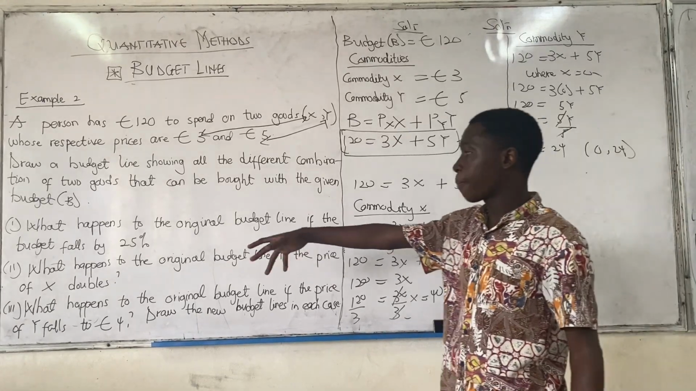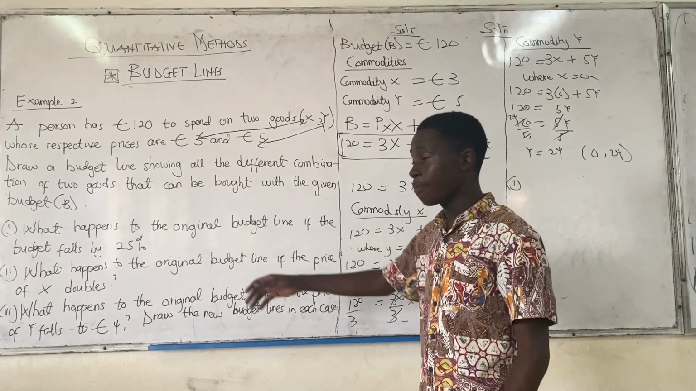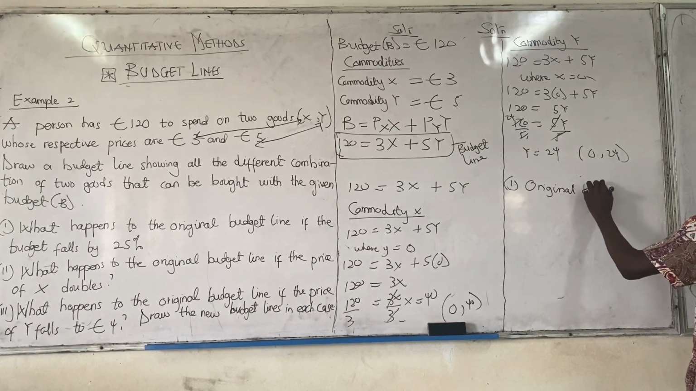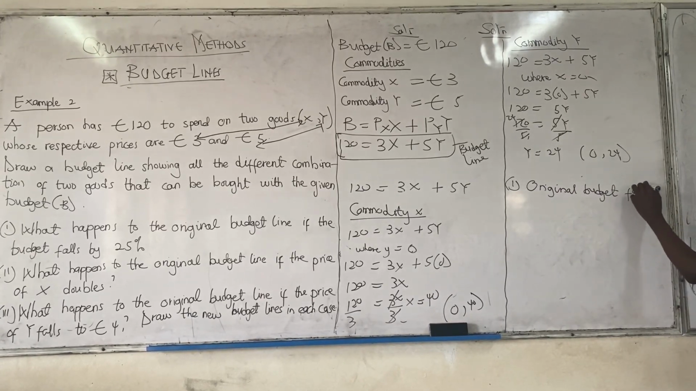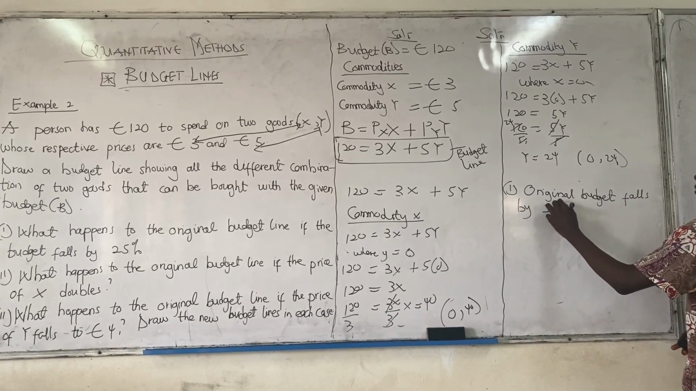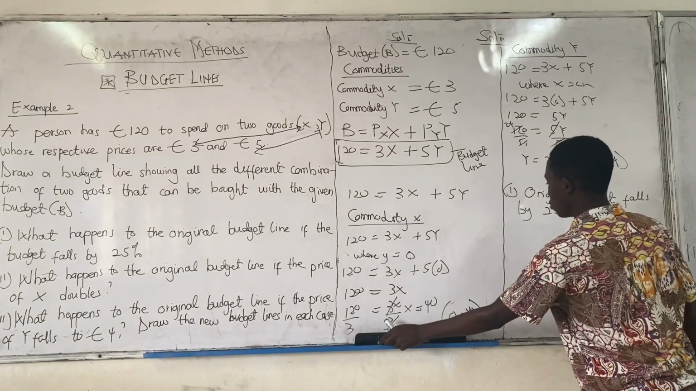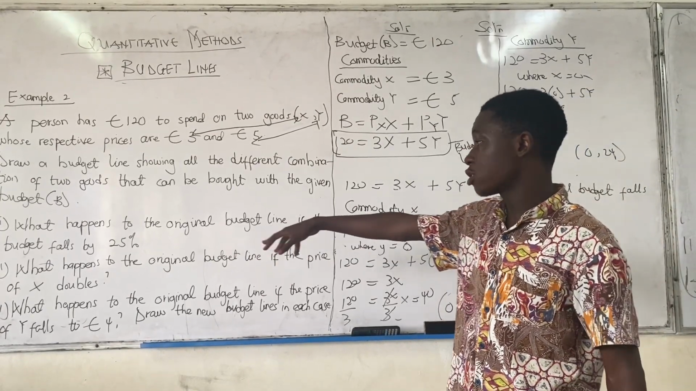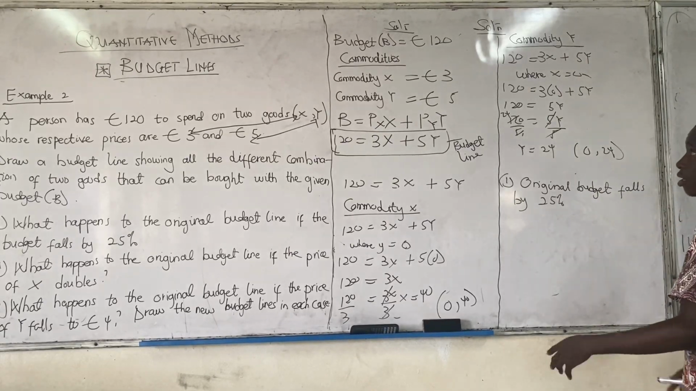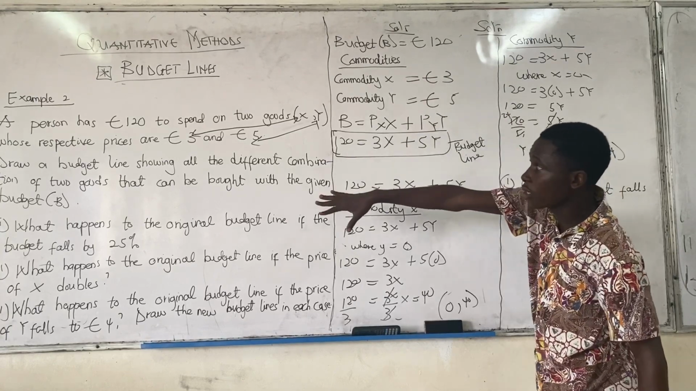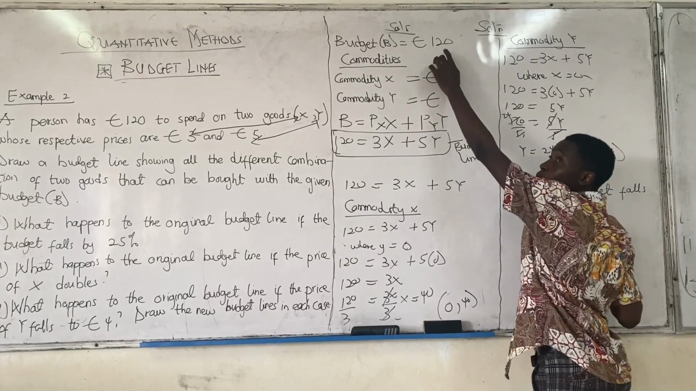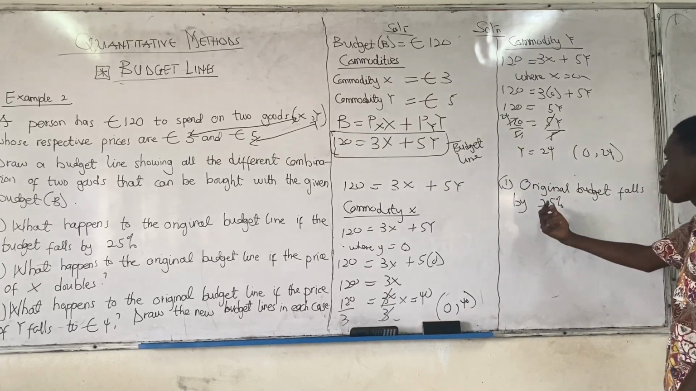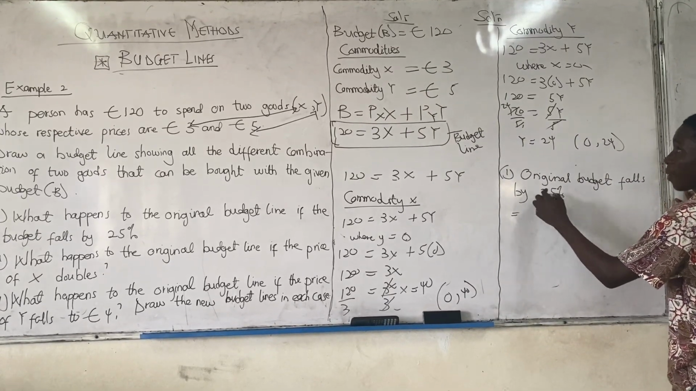The question was, what happens to the original budget line if the budget falls by 25%? You know the original budget given in the question was what? 120. I agree. The budget itself is 120. And you are asking what happens to this budget, which is the 120, if it falls by 25%?